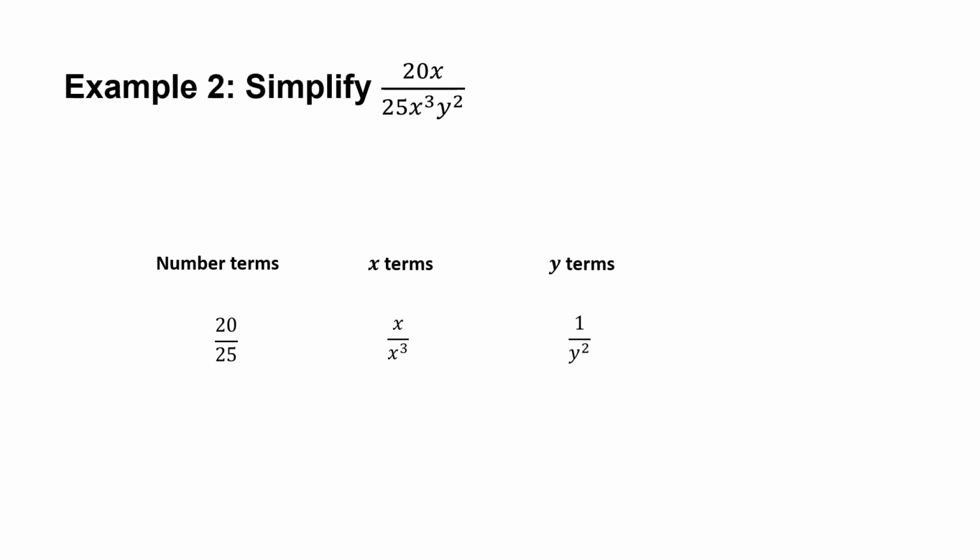So working these parts out individually, we get 4 over 5. For the x term, we get 1 over x squared, and for the y term, we get 1 over y squared. So now we just multiply that bottom row all together. On the top, we have 4 times 1, which is 4. And on the bottom, we have 5 times x squared times y squared, which is 5x squared y squared. So altogether, our answer for this is 4 over 5x squared y squared.